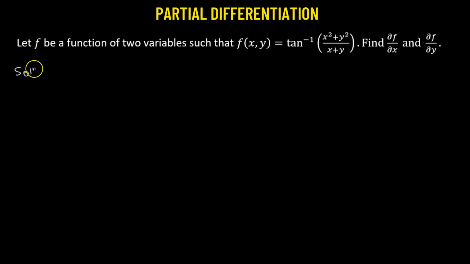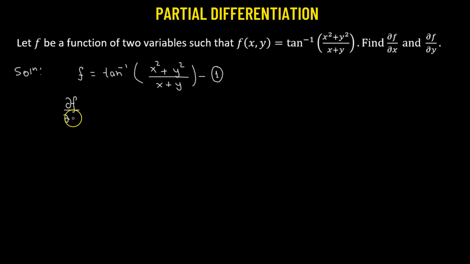So let's begin. We will consider our function f. We have the inverse tangent of x squared plus y squared divided by x plus y. Let's label this as equation number 1. Now we'll take the partial derivative on both sides with respect to x. So on the right hand side we have the partial with respect to x of our function, the inverse tangent of x squared plus y squared divided by x plus y.